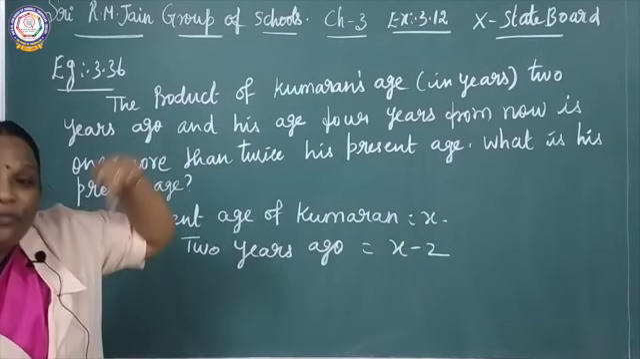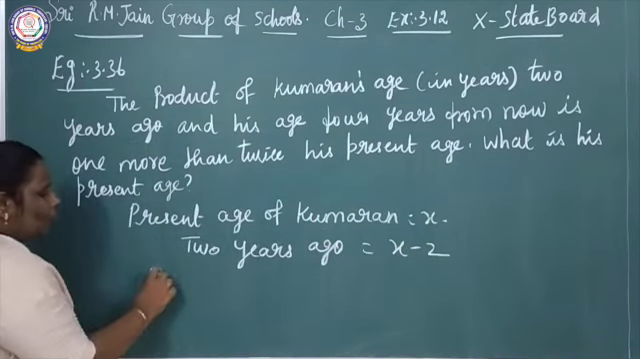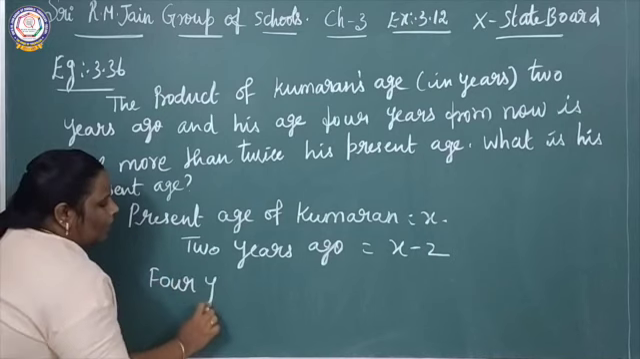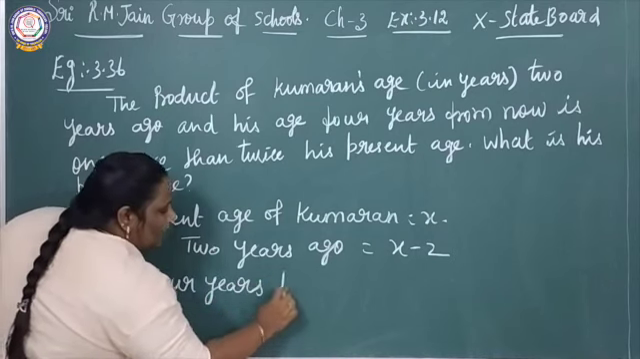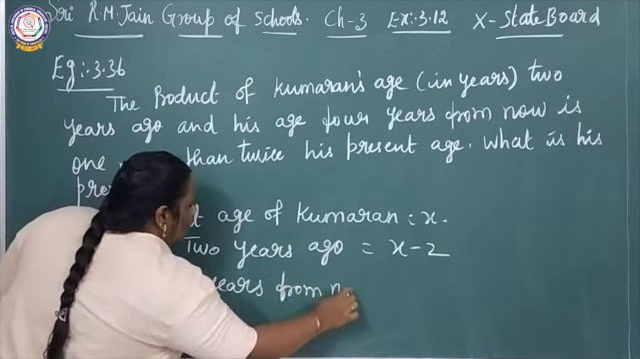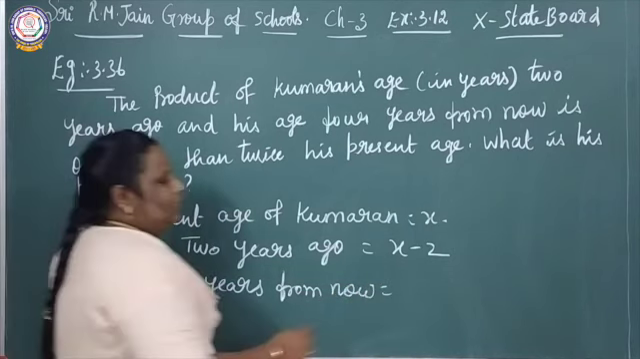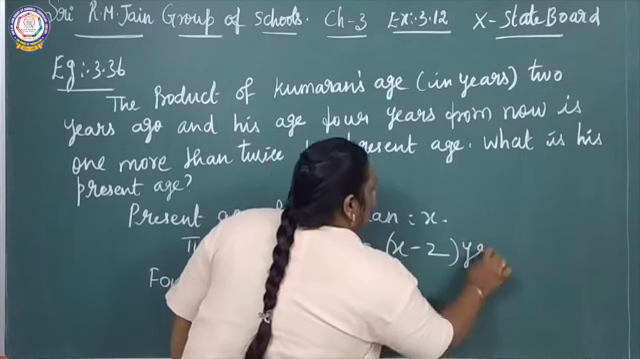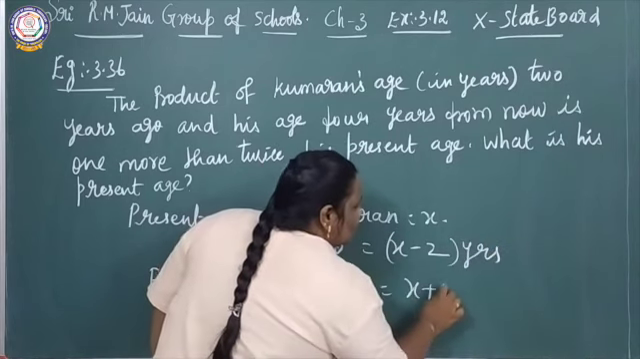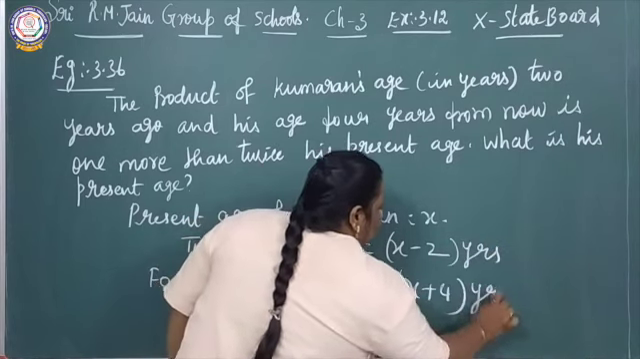Next, 4 years from now you can add to the age. So 4 years from now is x plus 4 years, and 2 years ago is x minus 2 years.